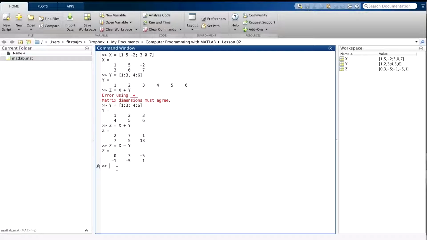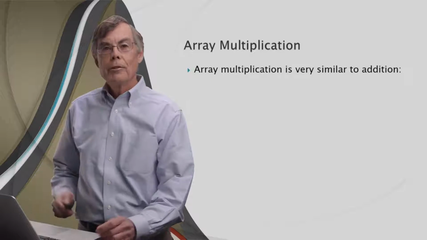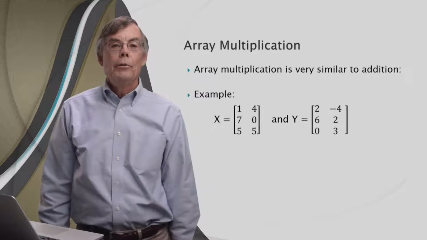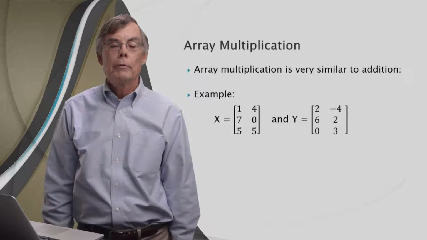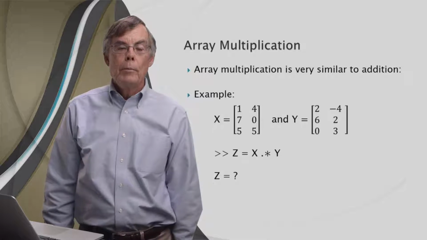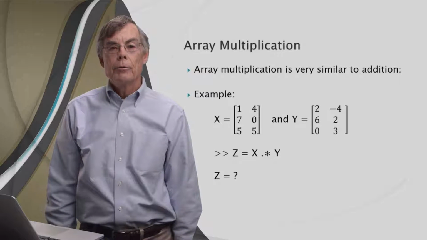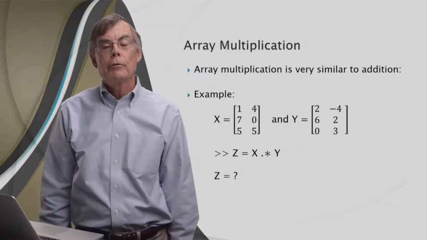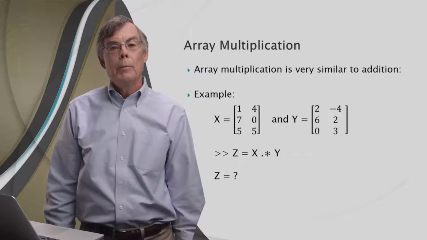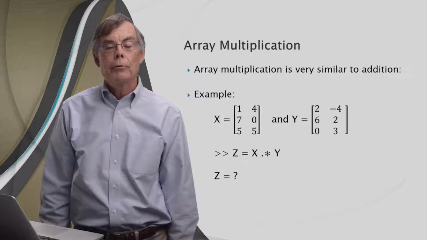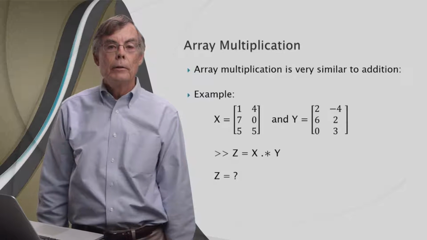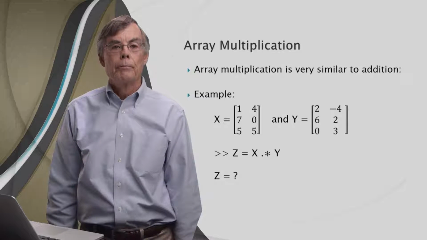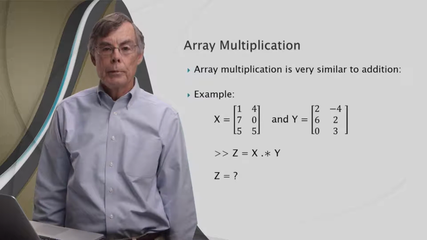And we can do a similar thing with array multiplication. Array multiplication is very similar to array addition. We'll use the same example, x and y, that we used to illustrate addition. If we want to do array multiplication, we use the dot asterisk operator. So we say z equals x dot asterisk y. You may wonder why we don't just use the regular asterisk, which is the traditional symbol for times. That's because the asterisk alone is reserved for matrix multiplication, which is different from array multiplication.